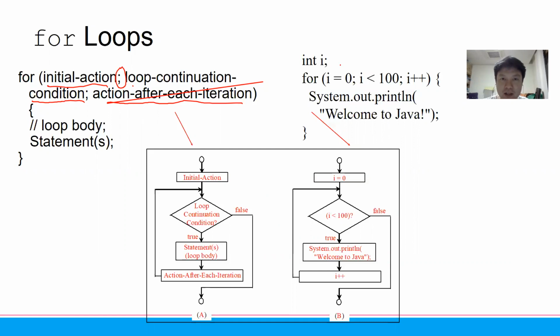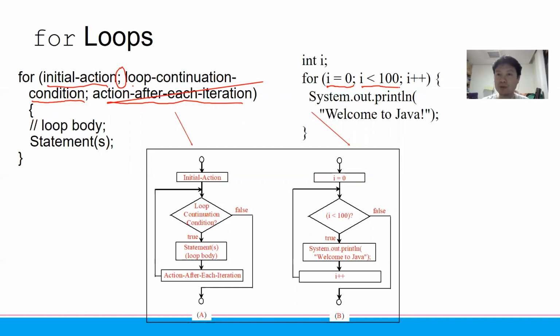So let's see the example. If I have integer i, we don't want to put any value for now, so I can initialize i equals to 0. After I have i equals to 0, I put the condition: i is less than 100. If it is true, then we do the print line, so we will print Welcome to Java.